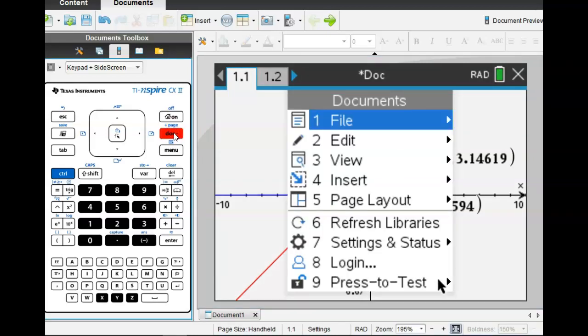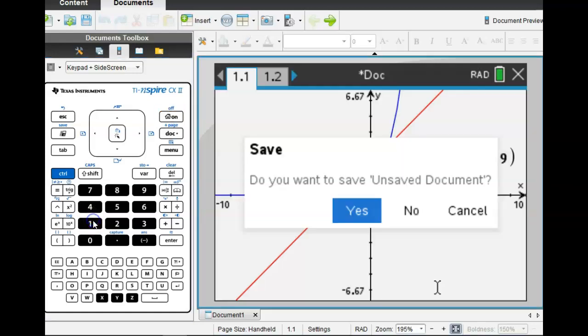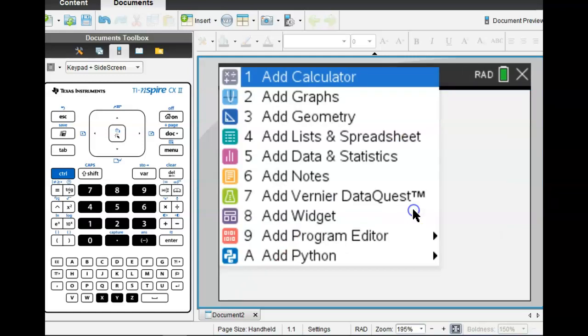Okay, so here's what we're going to do. How do we get a new one? There we go. We want new. So hit your home button, new. And now read what it says, because we always say no. Do we want to save the unsaved document? The answer is no. If it said, do you want to save FRQ1, because you just did stuff, your answer is yes. Does that make sense? Okay, so we're going to go no.